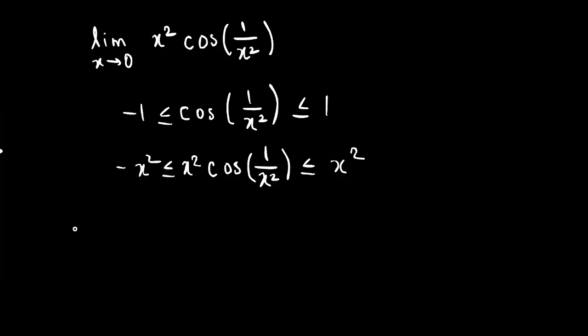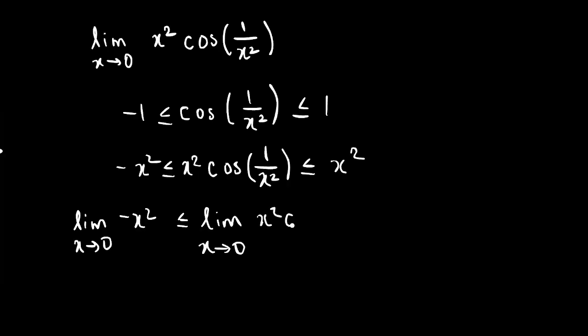So then we can write this out as the limit as x approaches 0 of negative x squared is less than or equal to the limit as x approaches 0 of x squared times cosine of 1 over x squared. Again, it's just a lot of writing. And then this is sandwiched in between, again, the limit as x approaches 0 of positive x squared.